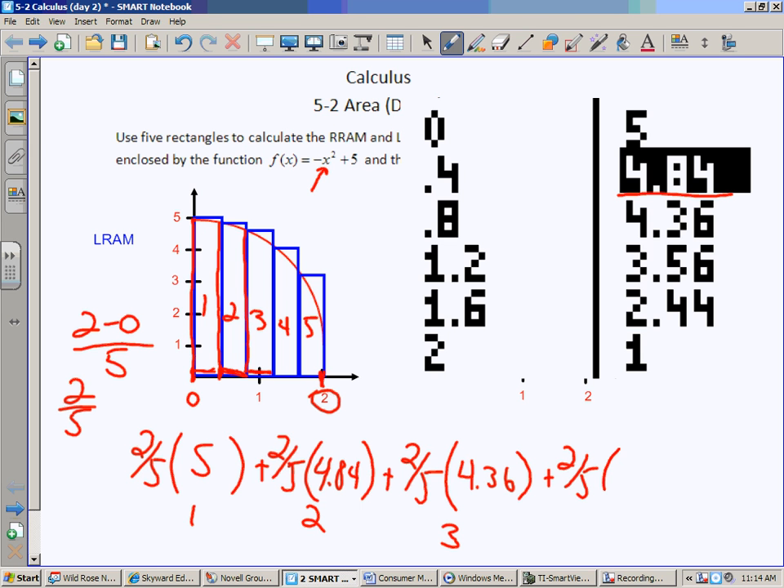And then times, well, 3.56 would be that next one, because that's right here. And now the last one, a lot of people are going to say the last one is 1 unit tall. But my last rectangle is not 1 unit tall. It's actually 2.44 tall. So this is rectangle 4. So 2/5 times, what is it, 2.44.